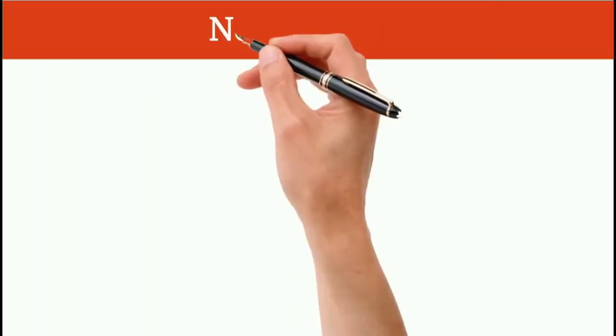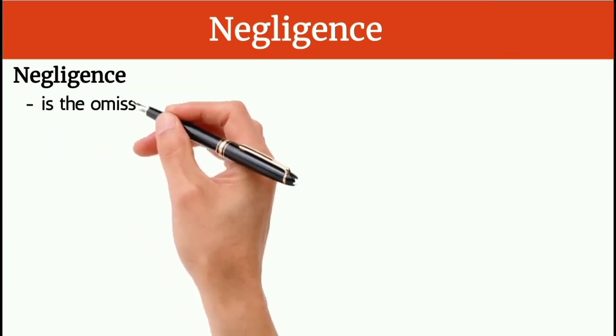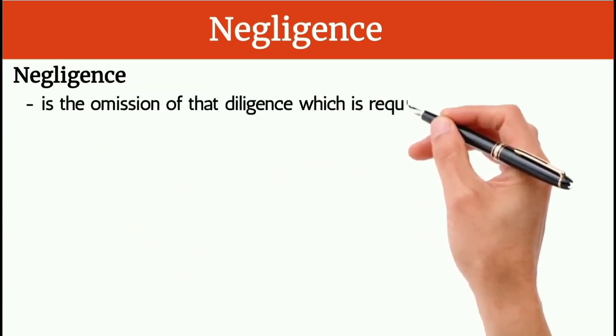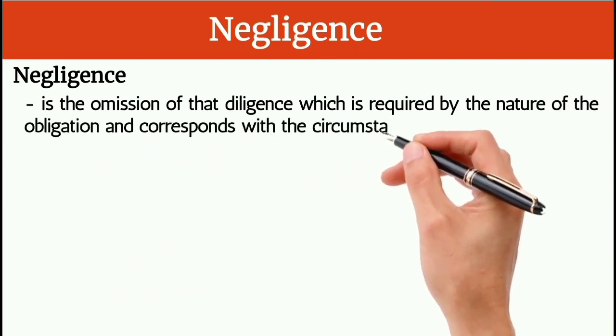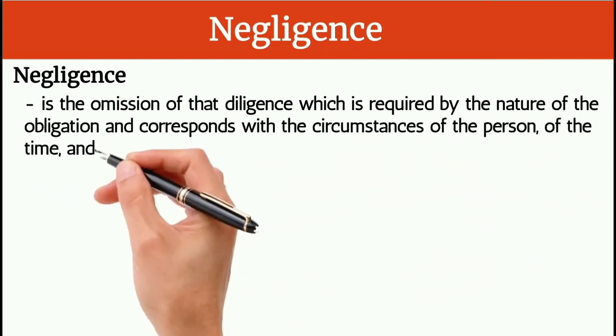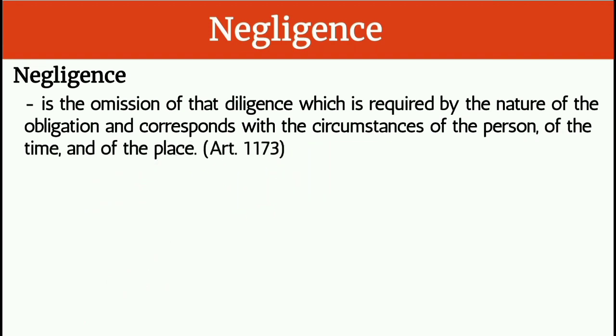What is the meaning of negligence? Negligence is the omission of that diligence which is required by the nature of the obligation and corresponds with the circumstances of the person, of the time, and of the place. This is Article 1173 of the New Civil Code of the Philippines.